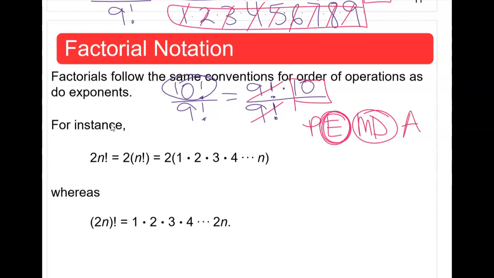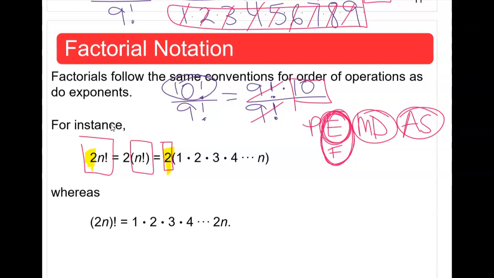And then we have addition and subtraction, same rule, same order, but you do what's first on the left, from left to right. So factorials are going to be placed here in the same order as exponents. For example, for this expression, instead of saying the factorial applies to the 2 and applies to n, in reality it's only applying to n. So what that means is that 2 is just an outside factor of this operation. It has nothing to do with the factorial.